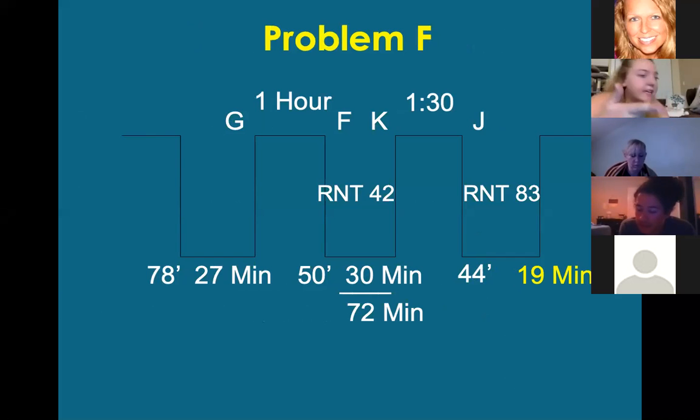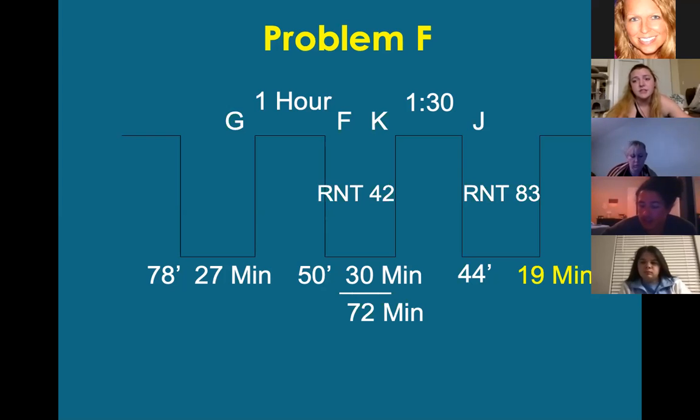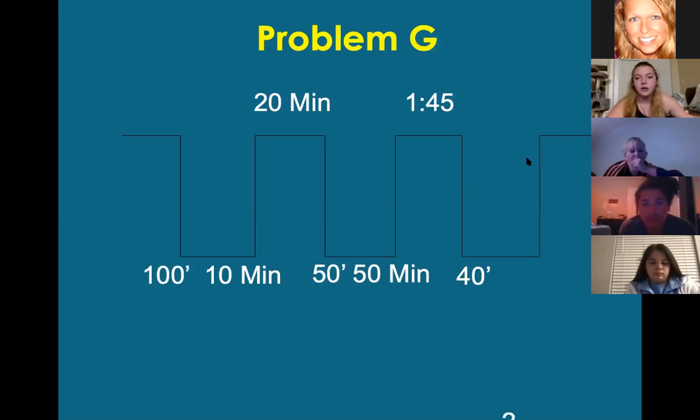So if you wanted to get that, you would just take 19 and add it to your RNT for the third dive, if you were gonna do another dive, but 19 is all that you need to know. That's as long as you can stay down on your third dive at 44 feet. And then 83 would be your new residual nitrogen time. Okay, so we're gonna do another problem like that.